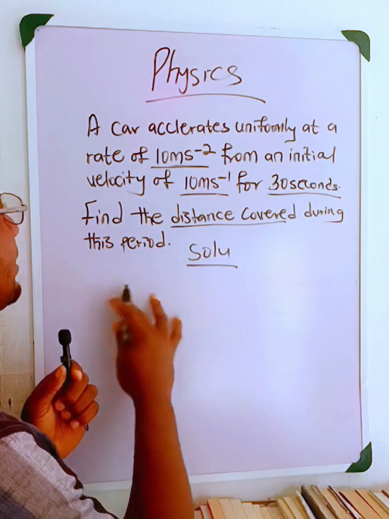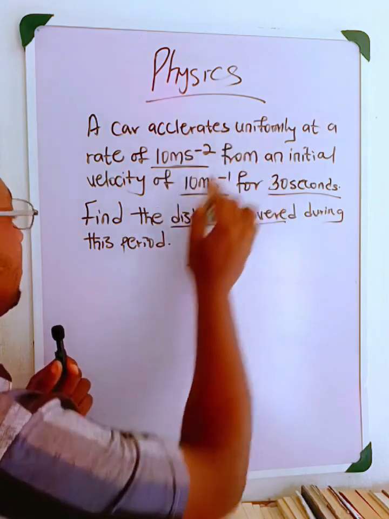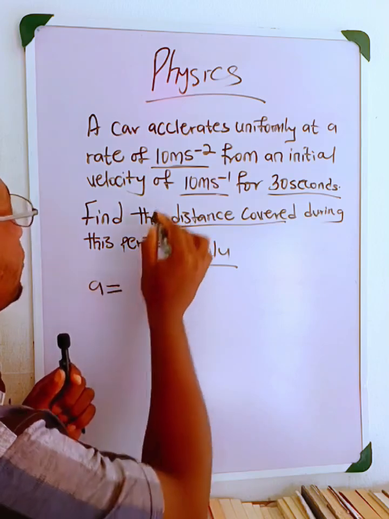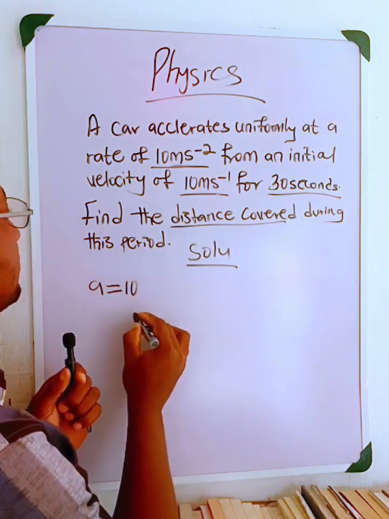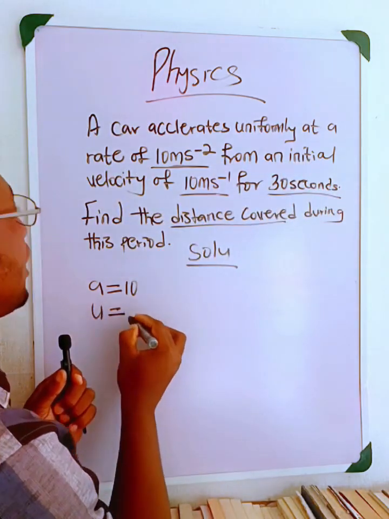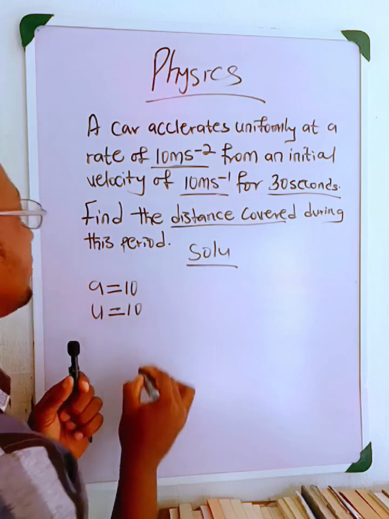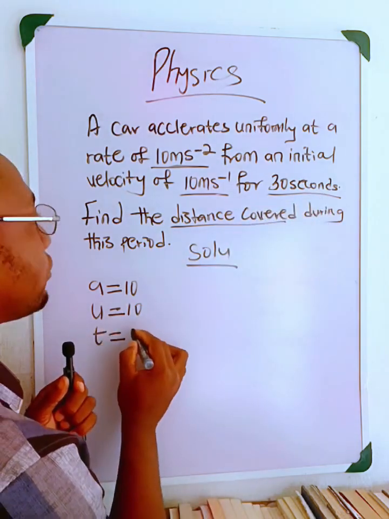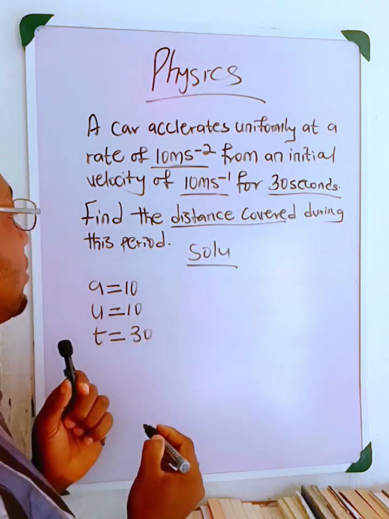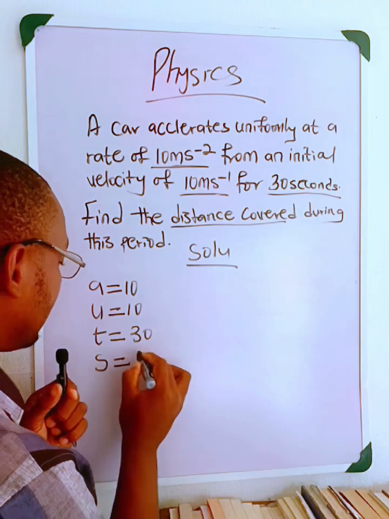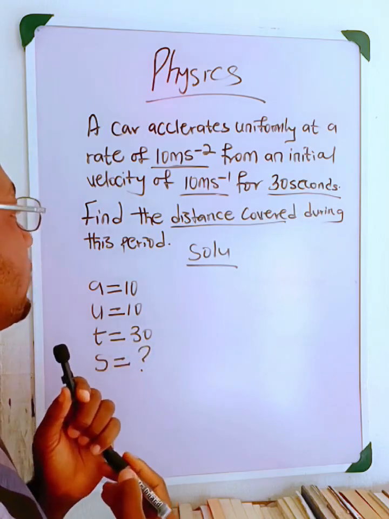Let us consider the values available. Acceleration A equals 10. Initial velocity U equals 10. Time T equals 30. Find the distance. Distance X is not known.